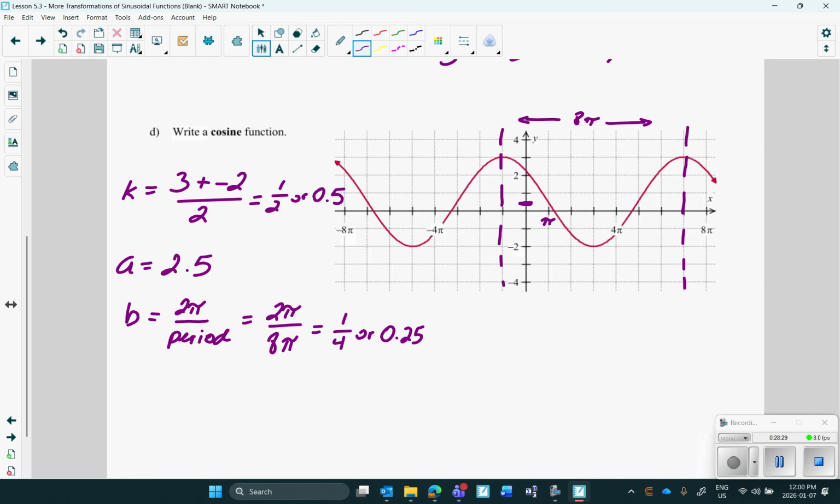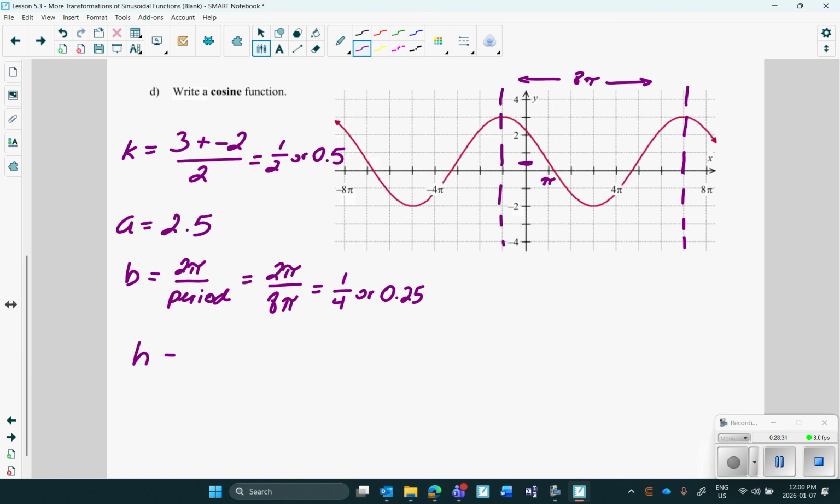So, what's H? Negative pi. Good. So therefore, our equation in this one is going to be y equals a, 2.5, times cos, open bracket, b, which is 0.25, open parentheses, x minus h, so x minus negative pi becomes x plus pi, and then k at the end, which is 0.5.